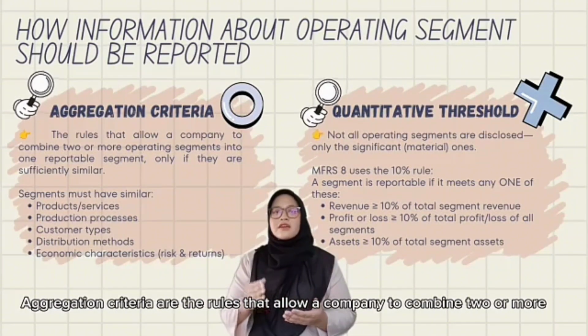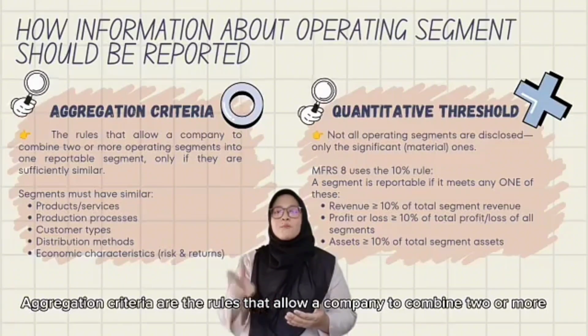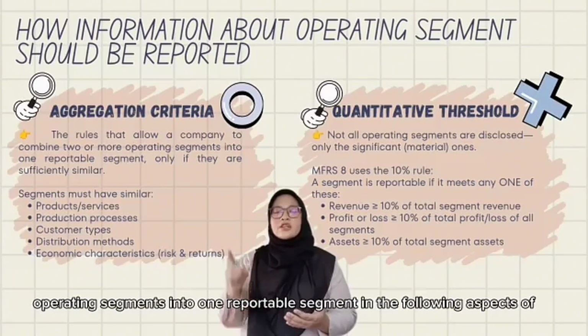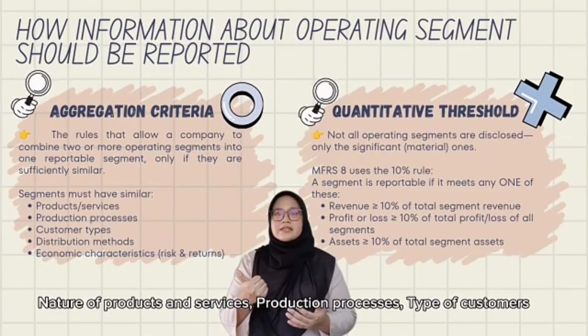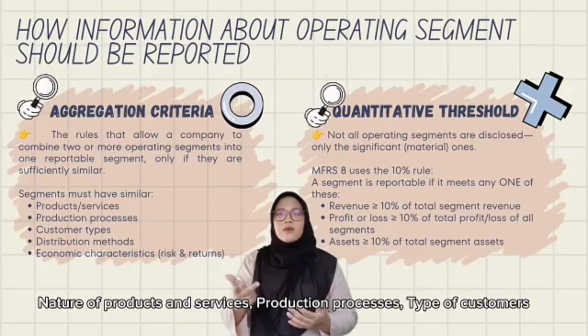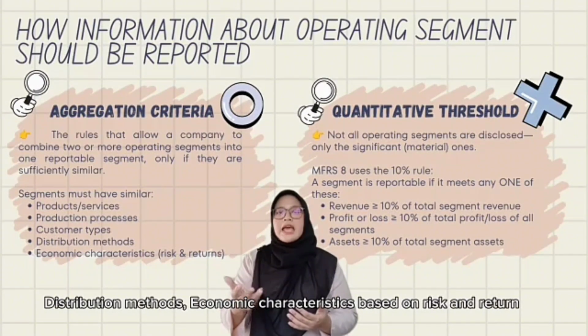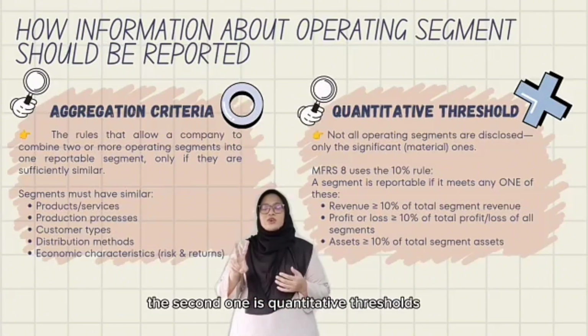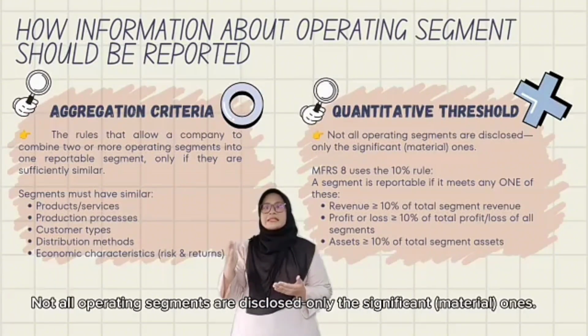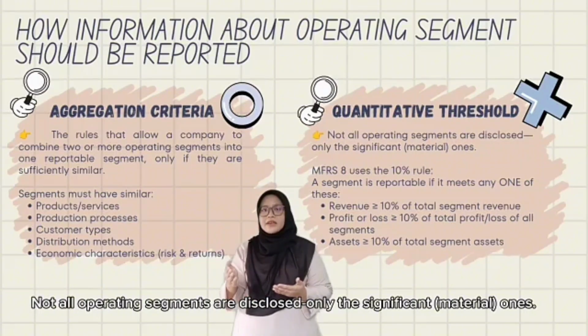Aggregation criteria are the rules that allow a company to combine two or more operating segments into one reportable segment in the following aspects: the nature of products and services, production process, type of customer, distribution method, and economic characteristics based on risk and return. The second one is quantitative threshold. Not all operating segments are disclosed, only the significant material ones.